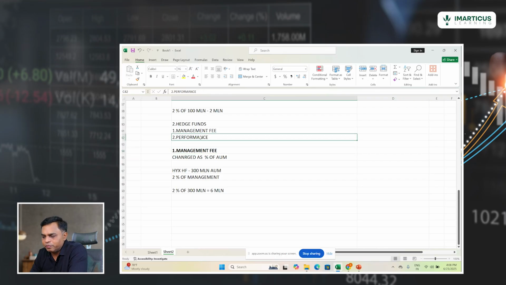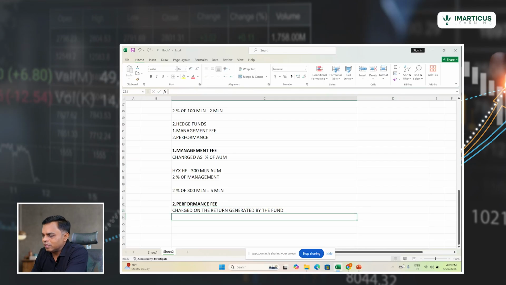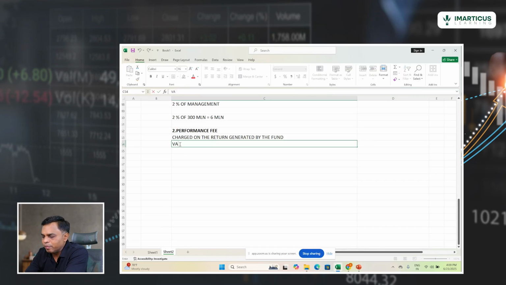Second, the hedge funds also charge something called performance fees. Now, what is this performance fees? Performance fees is charged on the return generated by the fund. Normally the performance fees varies from 10 to 20% of the return generated.